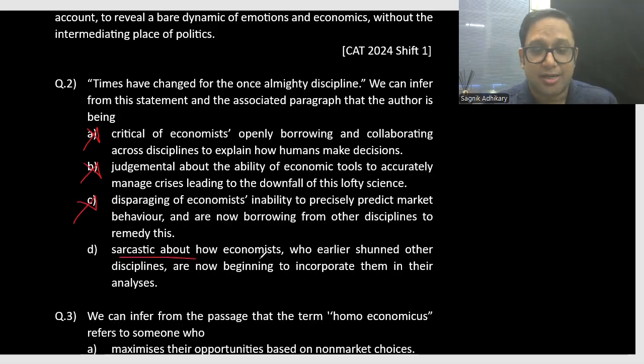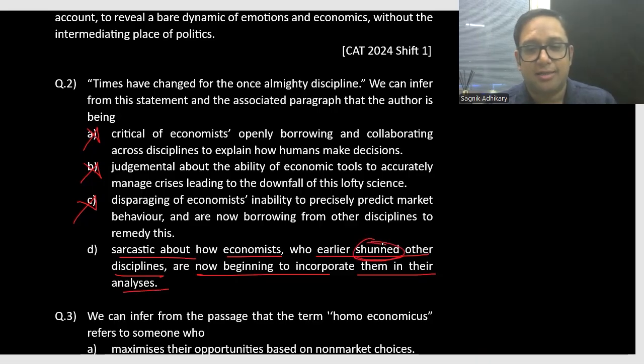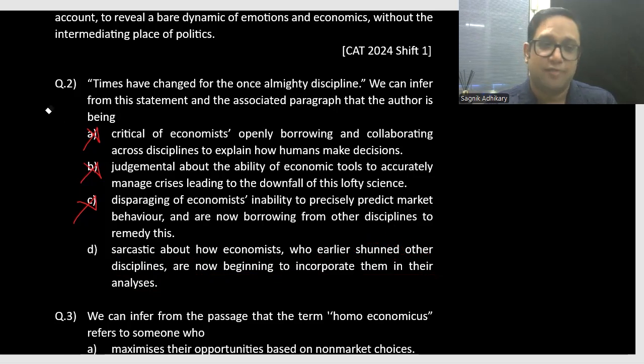D says sarcastic about how economists who earlier shunned other disciplines are now beginning to incorporate them in their analyses. Exactly what we needed. Initially, earlier, first paragraph, economists, they shunned other disciplines, but now they are beginning to incorporate these. They are actively seeking out collaborations with other fields. So the correct answer to question 2, the first question here, is D.